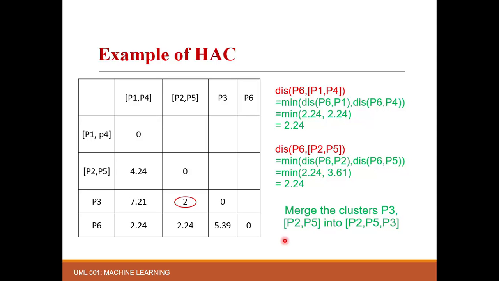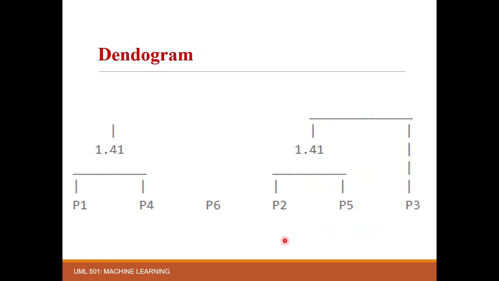Now note down the labels of the row vector and the column vector corresponding to this small value marked with the red circle, that is P3 and the combined cluster P2, P5. Now merge this P3 with P2 and P5 into a single cluster. Here again we are showing a partial dendrogram with the help of this picture. Here P3 is merged with the combined cluster of P2 and P5.